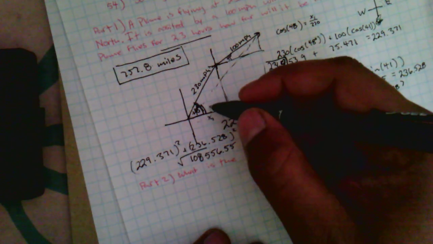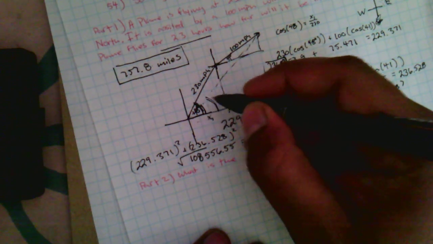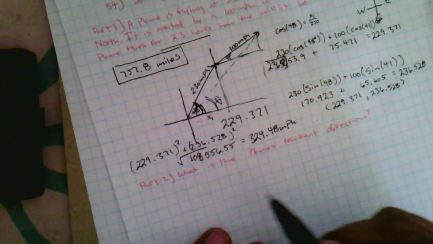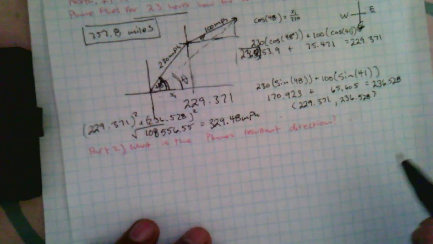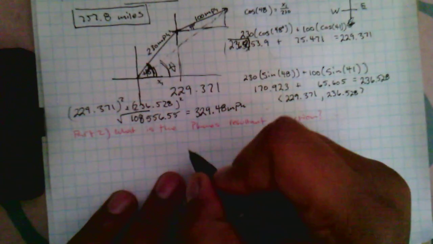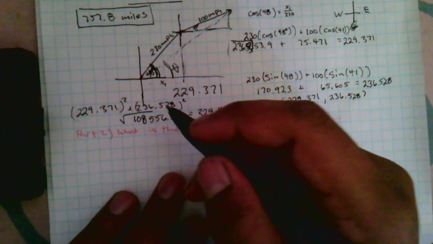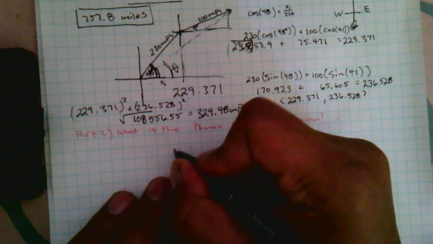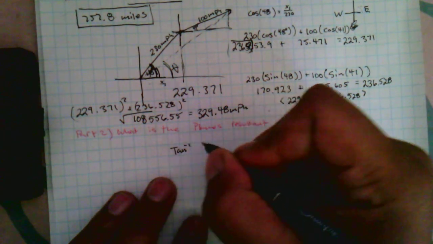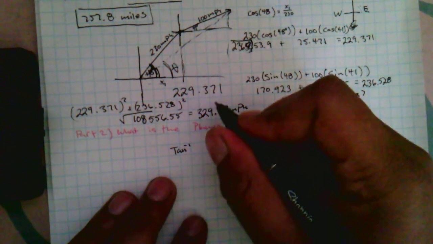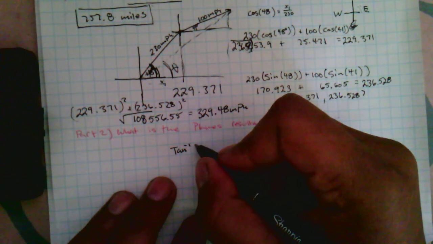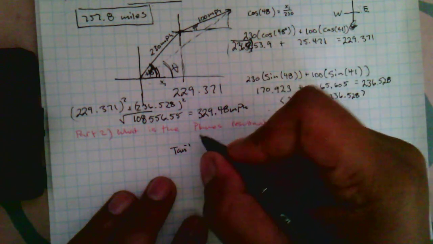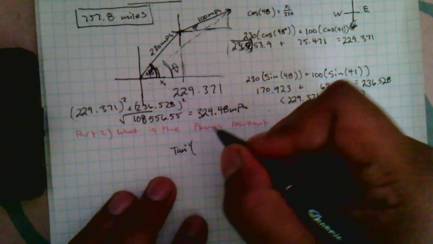And then, when they're like, hey, what's the direction? Well, they want to know what this angle is here. And now we're going to go ahead and just do our tangent inverse. And we already know our vertical and horizontal. So we're going to do tangent inverse of our vertical over horizontal, opposite over adjacent again. I just do vertical over horizontal for my own brain, I guess.